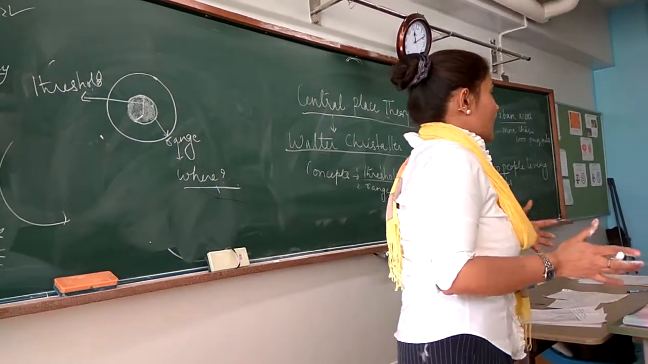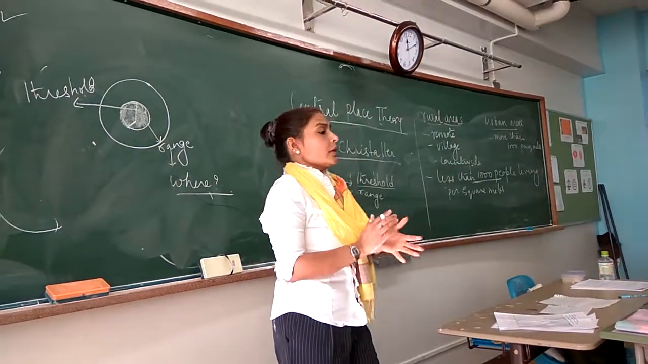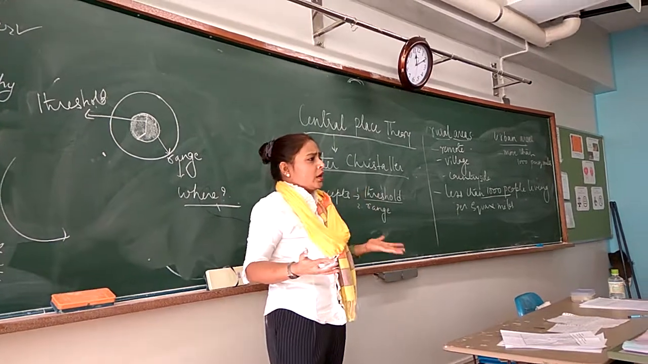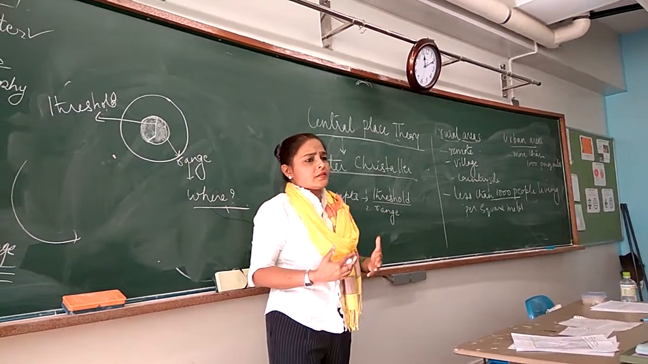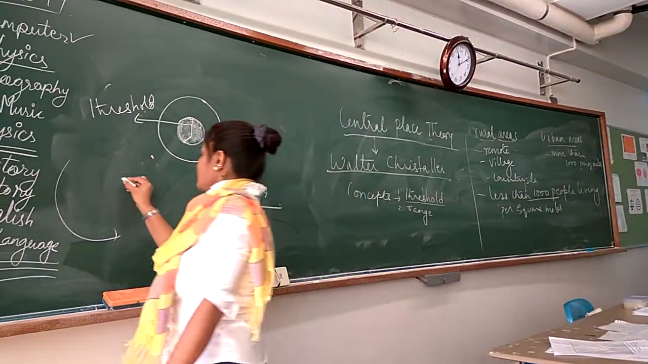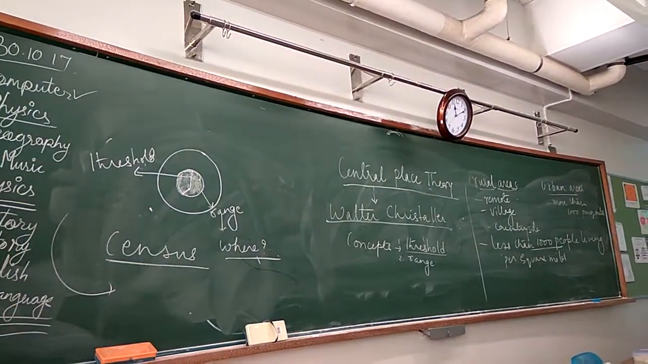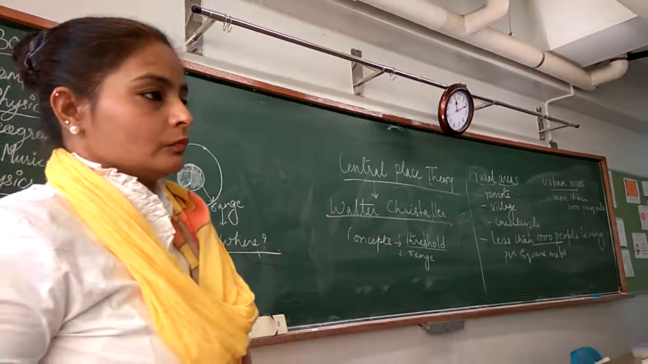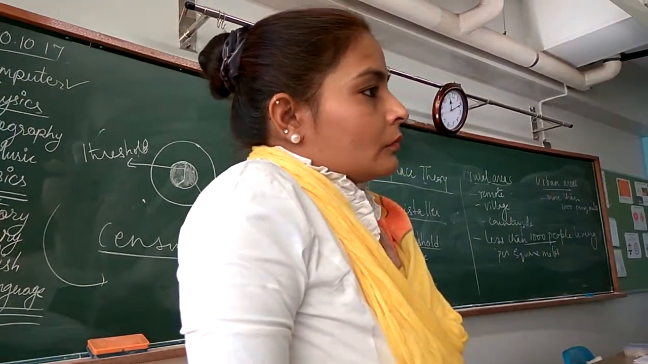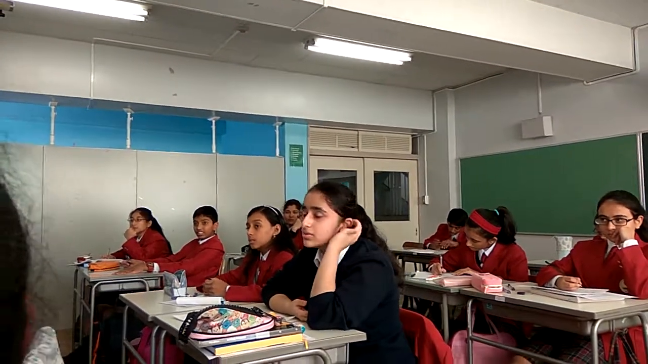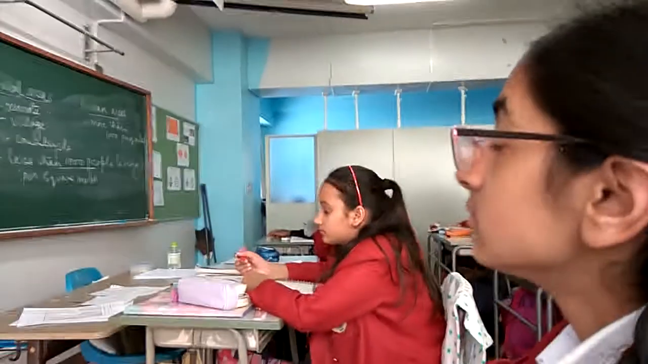These are the data. The data are taken by the census. What is census? The amount of people, the population. Yeah, it's a counting of the people every 10 years. That is census.